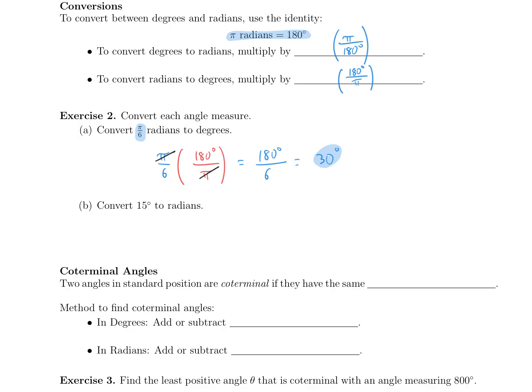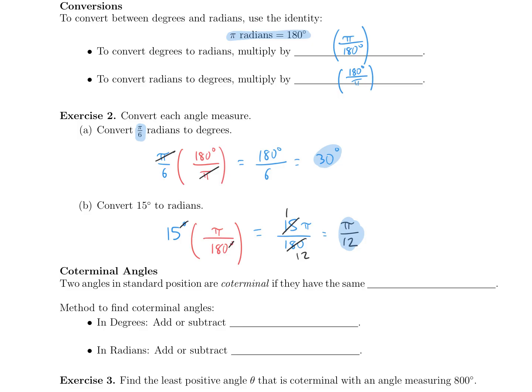Now let's go in the other direction. Let's say we are given 15 degrees and we want to convert that to radians. So now we're going to multiply by pi over 180 degrees. That's going to allow us to cancel out the degrees. And so now we're going to have 15 pi over 180, which can be simplified. 15 goes into 15 once, and 15 goes into 180 12 times. So we end up with pi over 12 radians. All right, so 15 degrees is equivalent to pi over 12 radians.